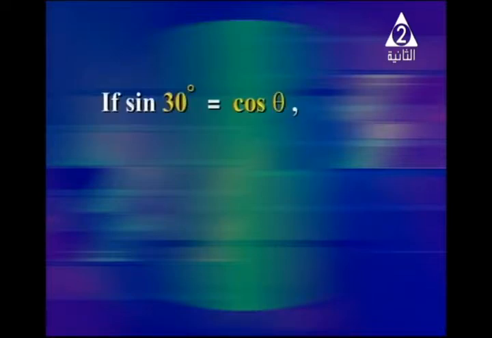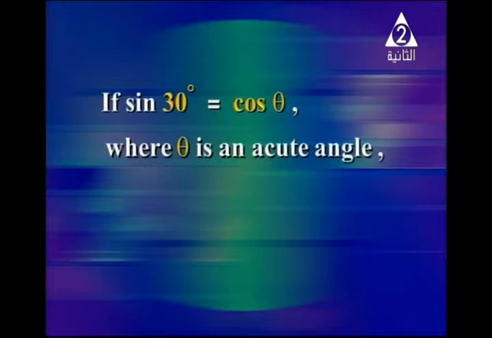Another example. If sine 30 equals cosine theta, where theta is an acute angle, so what about measure angle theta? Find measure angle theta. At the very beginning, what about the given? Yes, the given says that sine 30 equals cosine theta. So you know that sine 30 will be half. So half equals cosine theta.